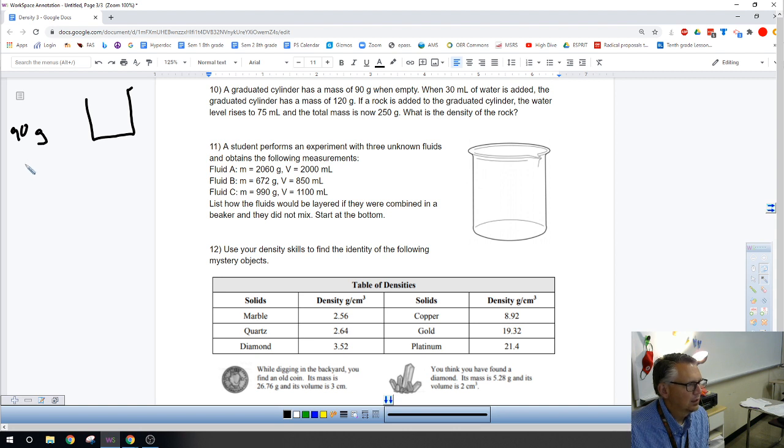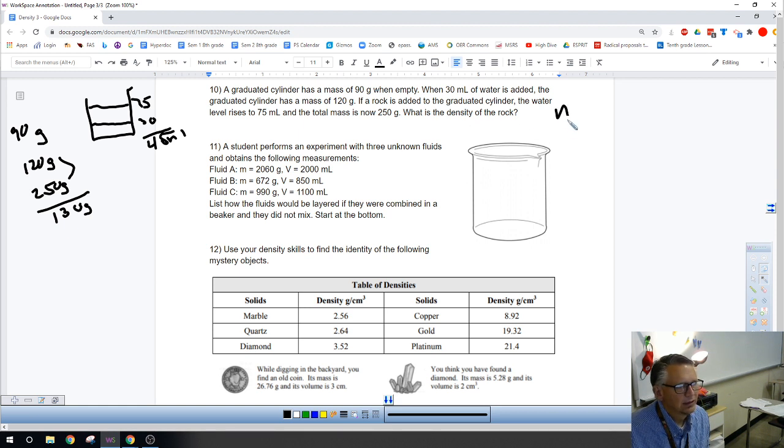and then we put water in it, goes up to 120 grams. And then when we put the rock in, it goes up to 250 grams. Well, this here is going to be the mass of the rock, and if we subtract them, we get 130 grams. The water was at 30 milliliters, and it goes up to 75 milliliters, so that tells us we have a volume of 45 milliliters.